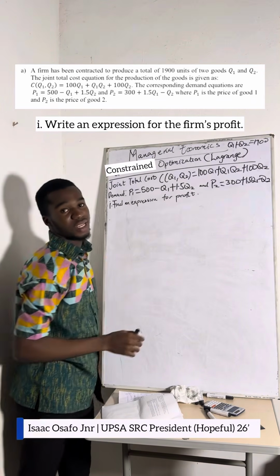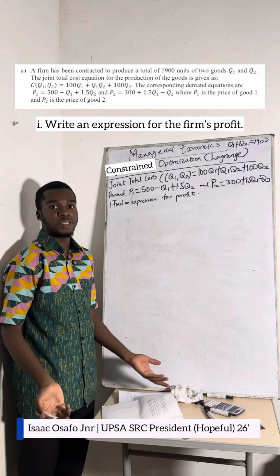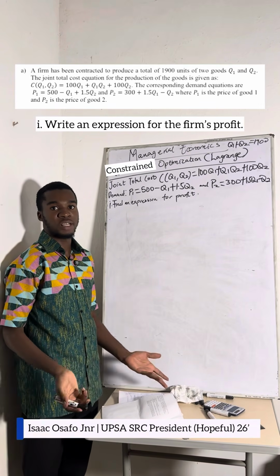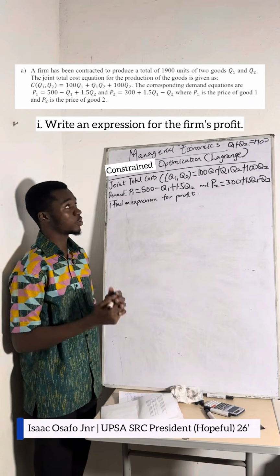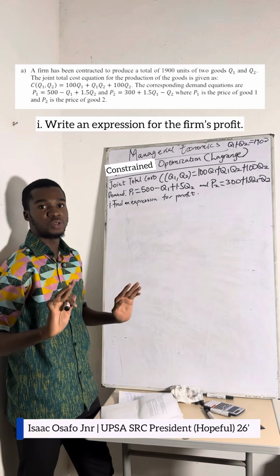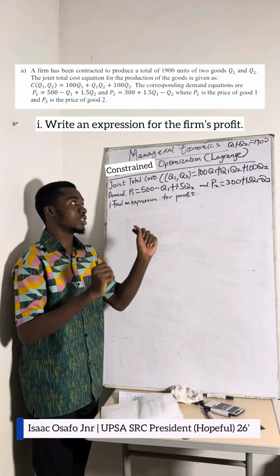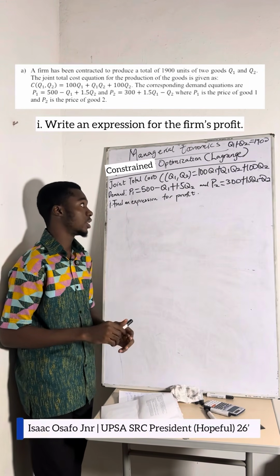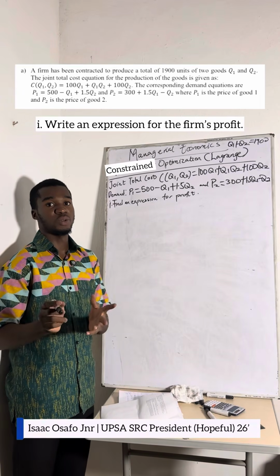It can't exceed the 1,900, because it's like someone has given you money to start a business with this particular amount. You can't exceed it. That's why we have to use Lagrange to solve it, because of the constraint. Anytime they've given you a particular number that you have to produce with, know that you are constrained. Both of them must not exceed the 1,900, and it's producing two commodities, Q1 and Q2.